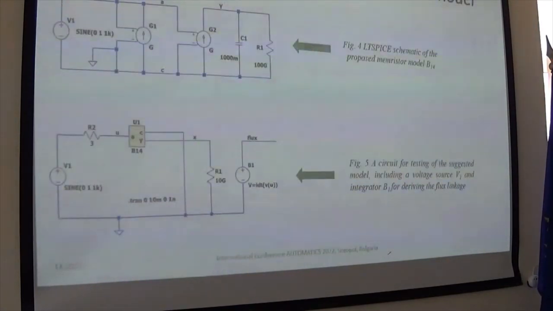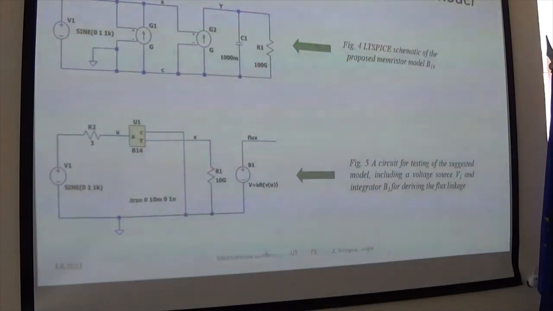Here is presented the LTSpice schematic of the memristor. The capacitor is used for integration of the current of the dependent source G2, which is proportional to the time derivative of the state variable, and the potential Y is proportional to the state variable. The current of the source G1 is the memristor current, and R1 is placed for a partial avoidance of convergence problems.